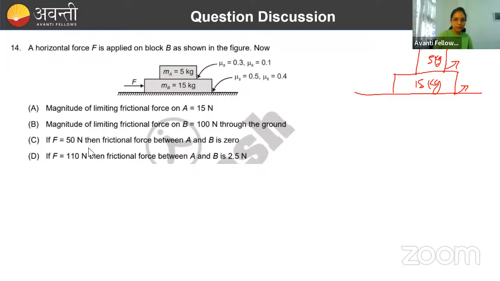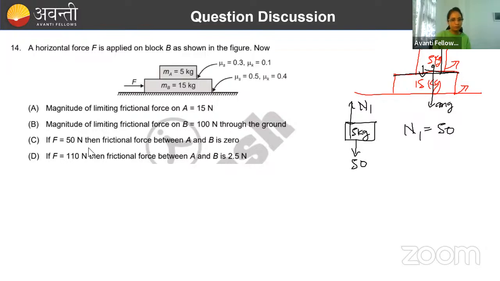So for 5 kg, the gravitational force acting downward is equal to how much? 5g, that is 50 Newton. And this is resting on the 15 kg body, so the 5 kg body will press the 15 kg body downward. By Newton's third law, the 15 kg body applies a force in the upward direction on it. Let's call it N1. The forces are acting on the 5 kg body, right? Now N1 will be equal to 50, because it is at rest.